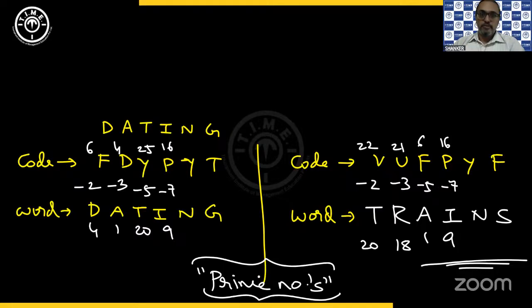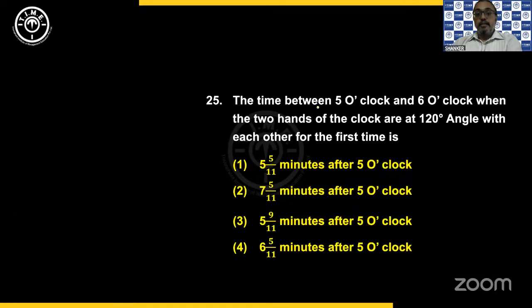Subtraction of prime numbers. Okay? Then next. The time between 5 o'clock and 6 o'clock when the two hands of a clock are at a 120-degree angle with each other for the first time. So we know any angle other than 0 degrees and 180 degrees will always occur two times in an hour. So we will see.